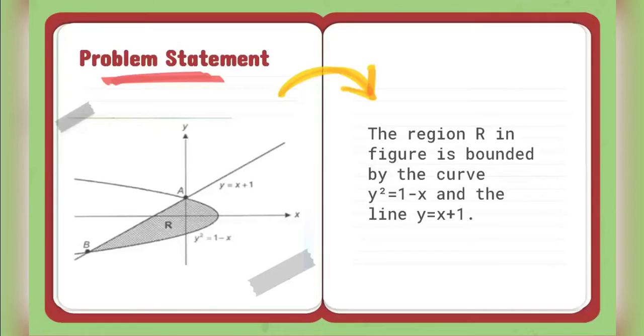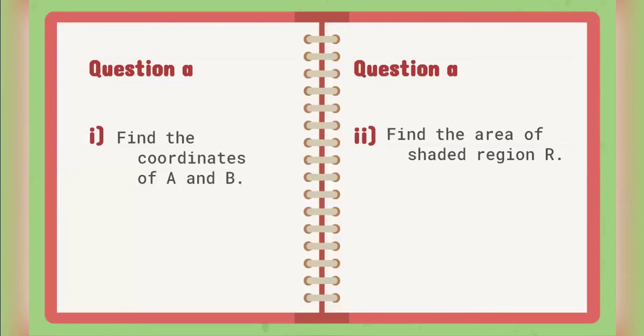Problem statement. The region R in the figure is bounded by the curve y squared equal to 1 minus x and the line y equal to x plus 1. Question A1. Find the coordinates of A and B. Question A2. Find the area of the shaded region R.